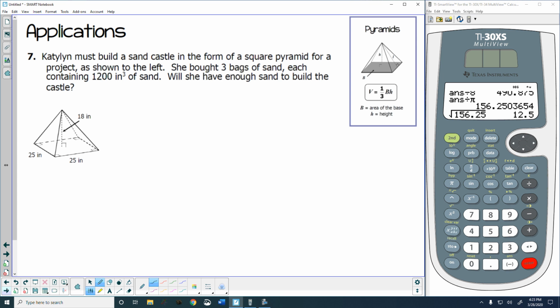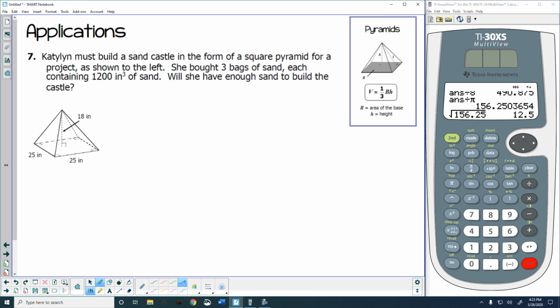Okay, last one. Caitlin must build a sandcastle in the form of a square pyramid for a project, and we've got a little diagram of that. It has a square base, 25 inches on each side, and a height of 18. She bought 3 bags of sand, and each of those bags of sand has 1,200 cubic inches of sand. Does she have enough sand to build her sand castle?